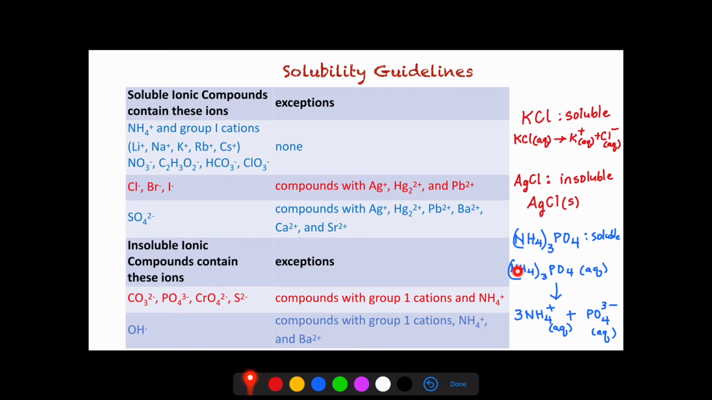Most students end up breaking this into nitrogen, hydrogen, phosphorus, and oxygen. No. An ionic compound breaks into its ions. So this is one kind of ion, and this is another kind of ion: ammonium and phosphate. And since there are three ammoniums, you get three ammonium and one phosphate. That's how you have to write the equation for ammonium phosphate dissolving in water. So you can use the solubility chart to determine the solubility of most common compounds, whether they are soluble or insoluble in water.